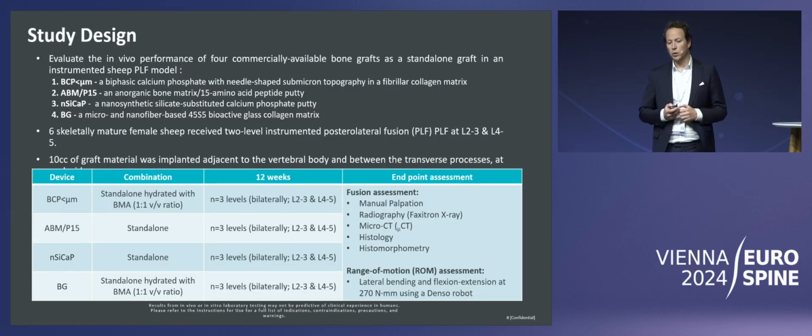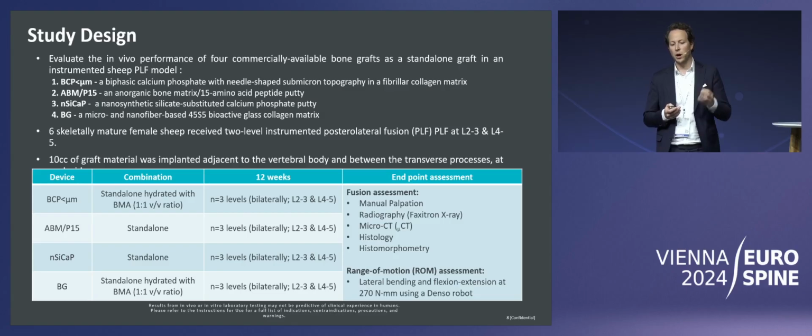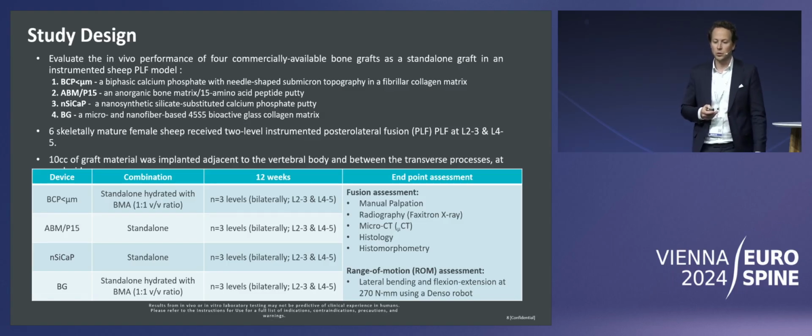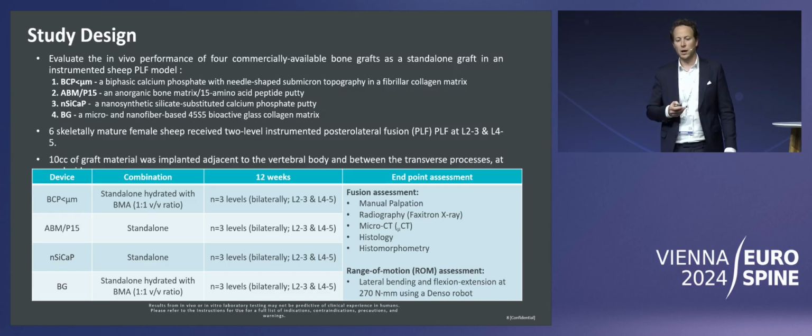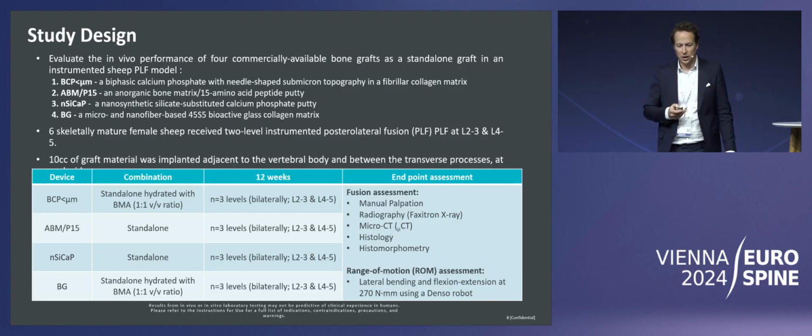So in the current study we were comparing this specific material, osteoinductive biphasic calcium phosphate, to 3 other synthetic bone substitutes. The first being an anorganic bovine bone matrix with a 15 amino acid peptide putty. The second being a nanosynthetic silicate-substituted calcium phosphate putty. And the third being a micro and nanofiber-based bioactive glass collagen matrix. So in the table below we see how these materials were used.